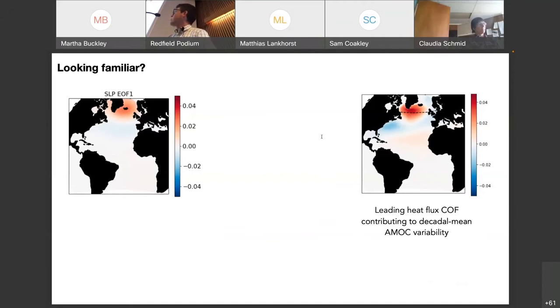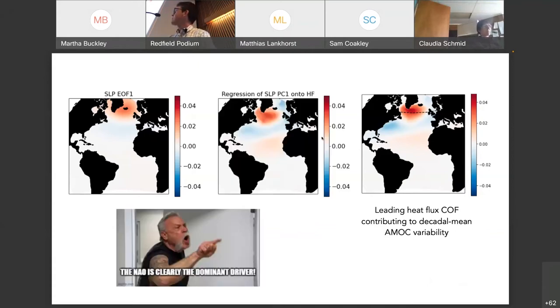So if these patterns look familiar, we can do the usual thing and compute the leading EOF of the sea level pressure. We can regress that principal component onto the heat fluxes. There we go. And we see something that looks strikingly familiar, and thanks to John for sending along his copyrighted meme there. This pattern, we've really recovered something that looks a lot like the NAO.